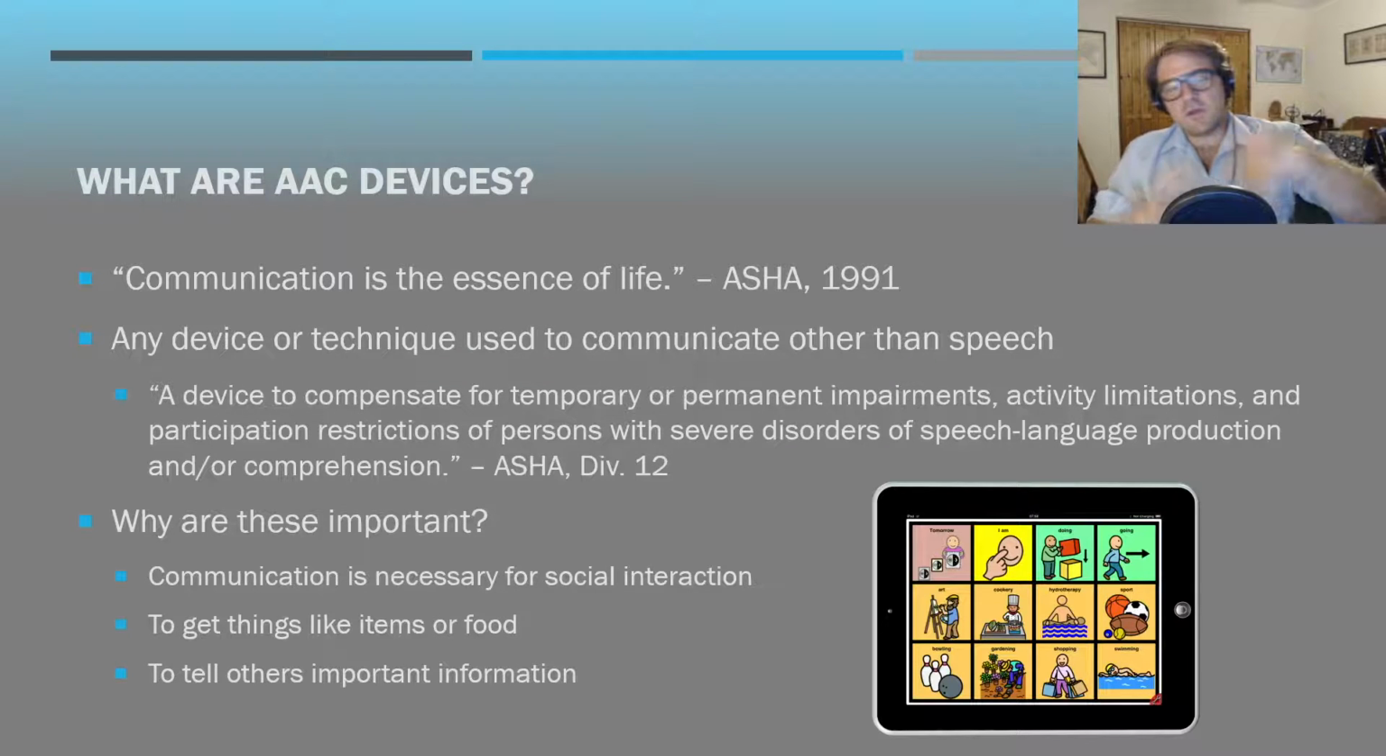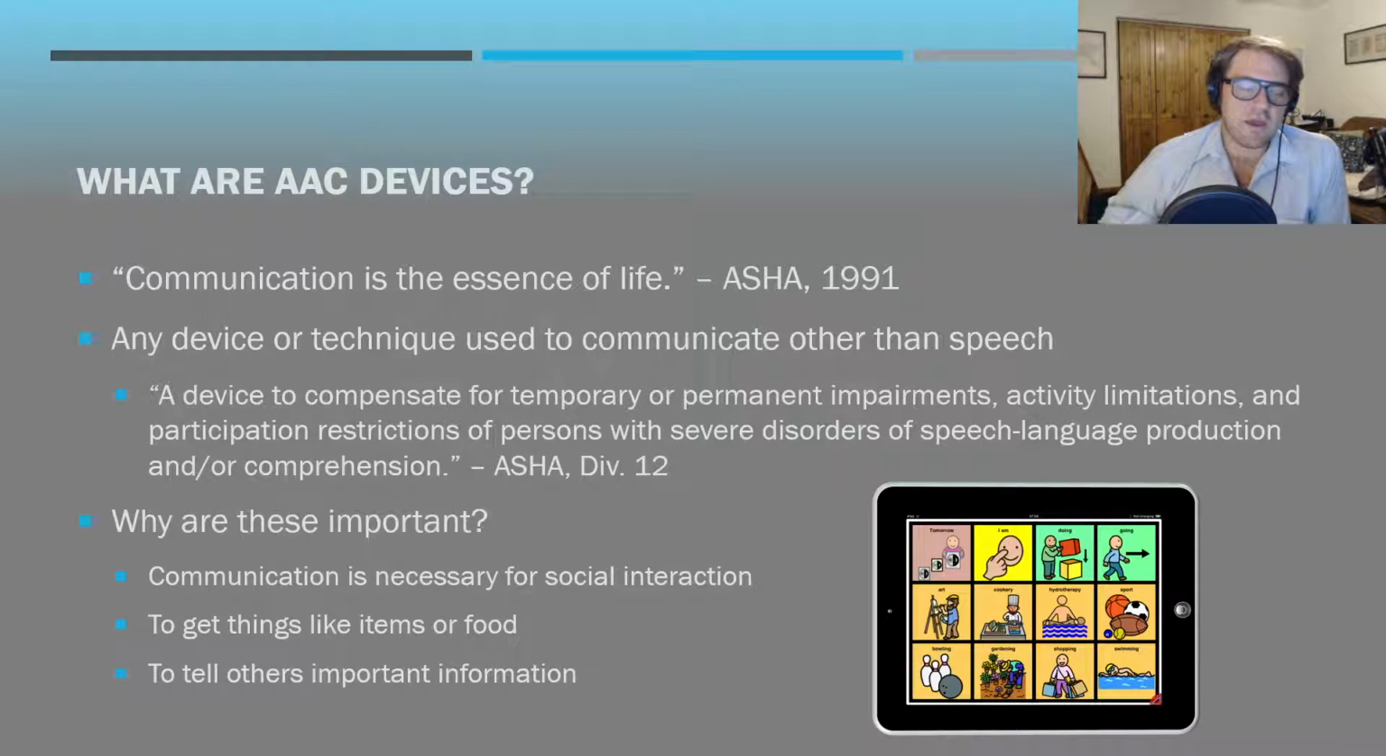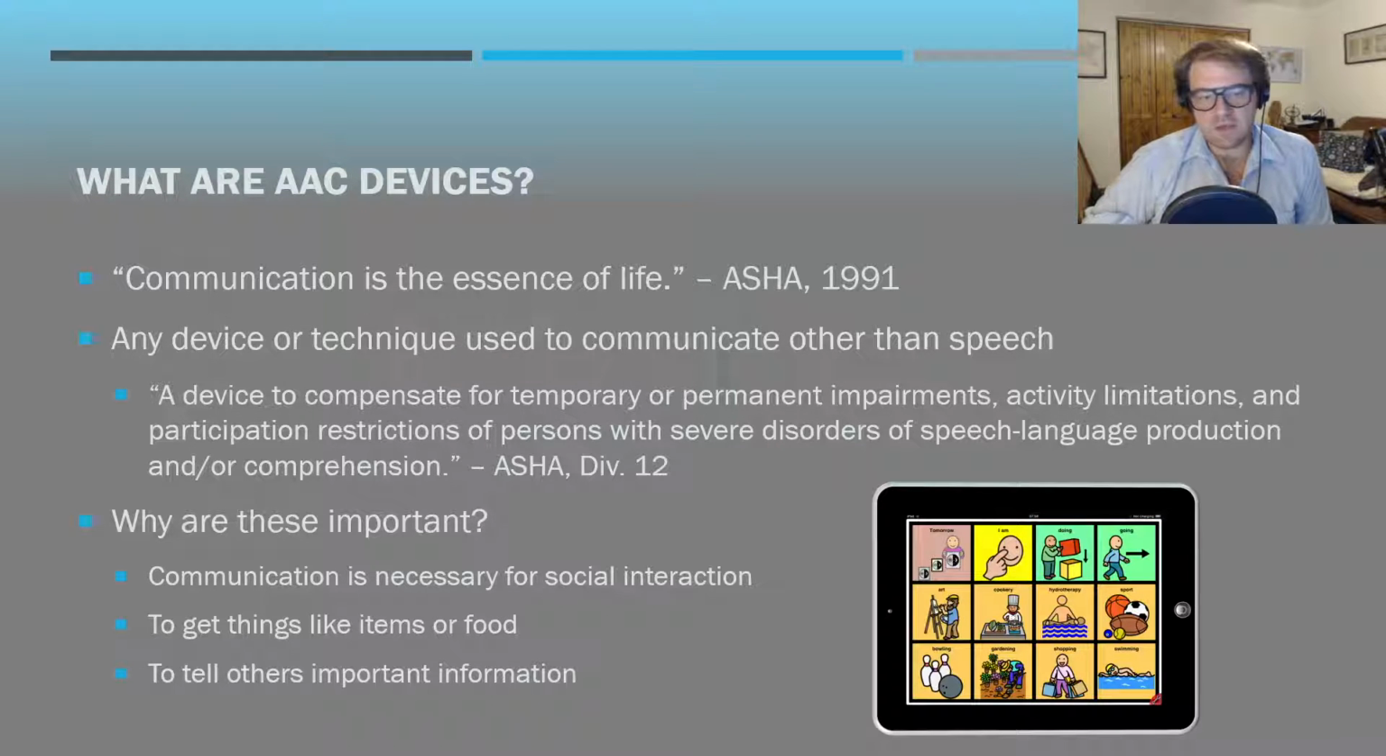So then going a little bit narrower, an AAC device is basically just any device or technique used to communicate that isn't speech. The definition from ASHA for this is a device to compensate for temporary or permanent impairments, activity limitations, and participation restrictions of persons with severe disorders of speech language production and or comprehension. That's a mouthful. Basically, any device or technique that you can use to communicate that isn't speech.